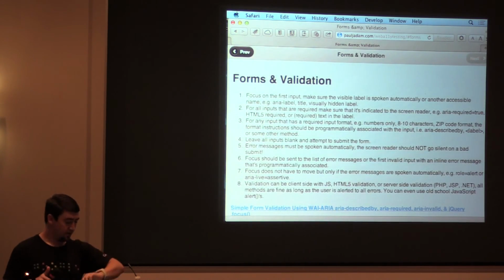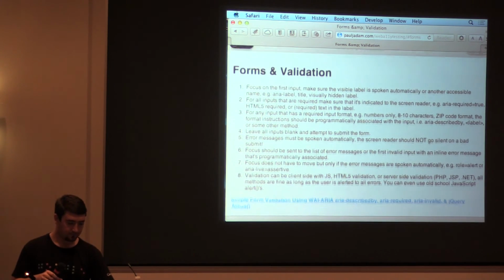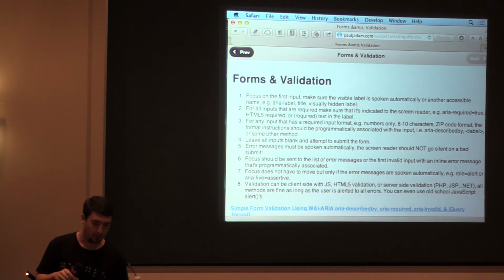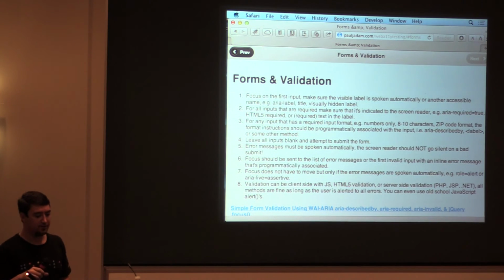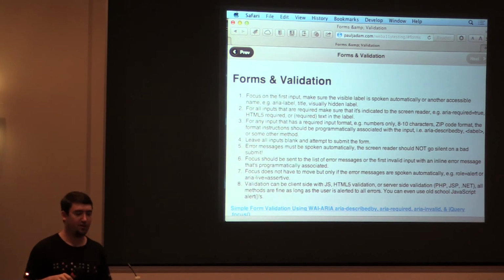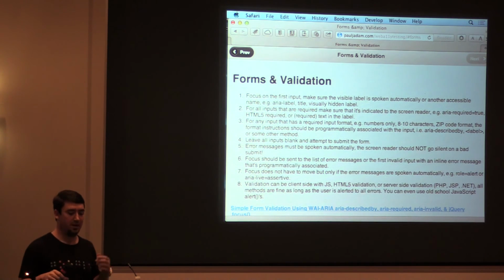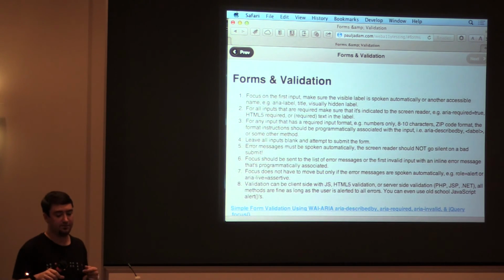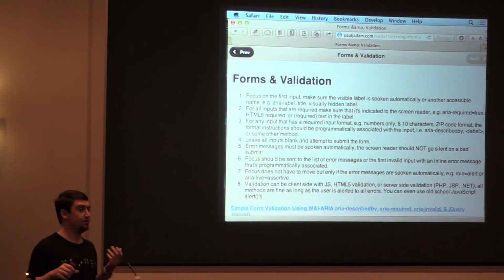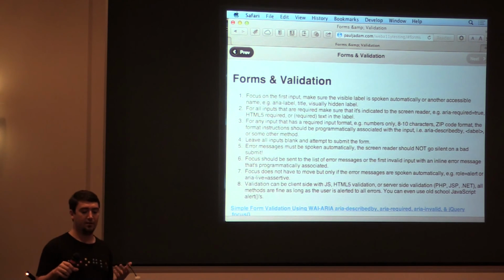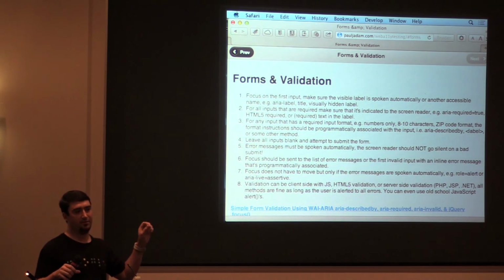Okay. Forms and validation. It's my last slide. So focus on the first input. Make sure the label is spoken, if the label is visible, or another accessible name: ARIA label, title, visually hidden label. If input is required, make sure it indicates it's required. You know, ARIA required true, HTML5 required, or you can just put some text in the label that says required.